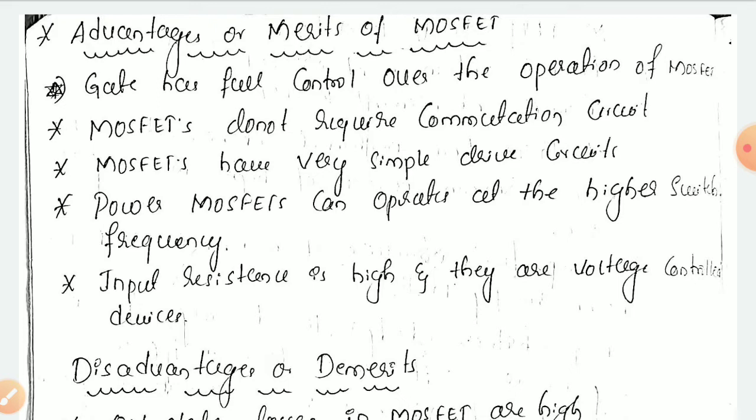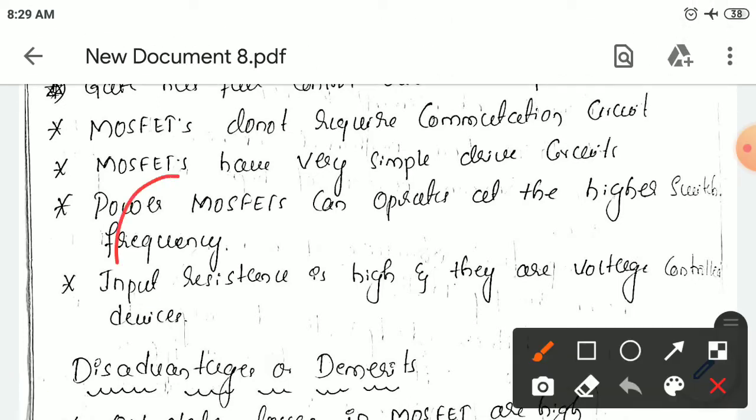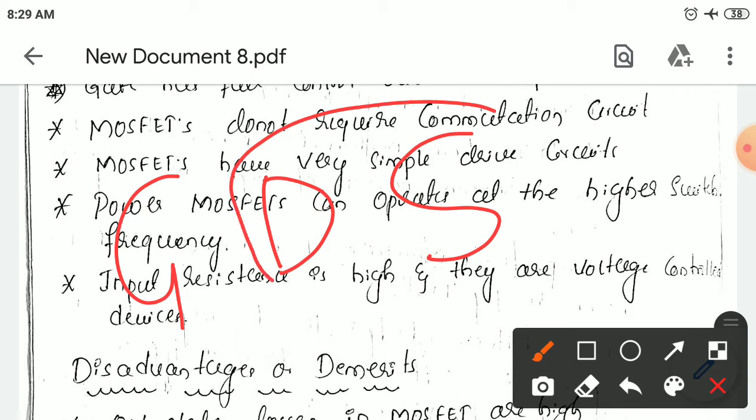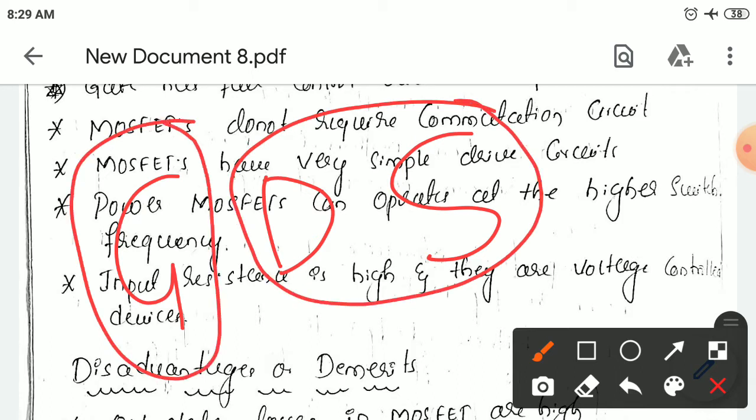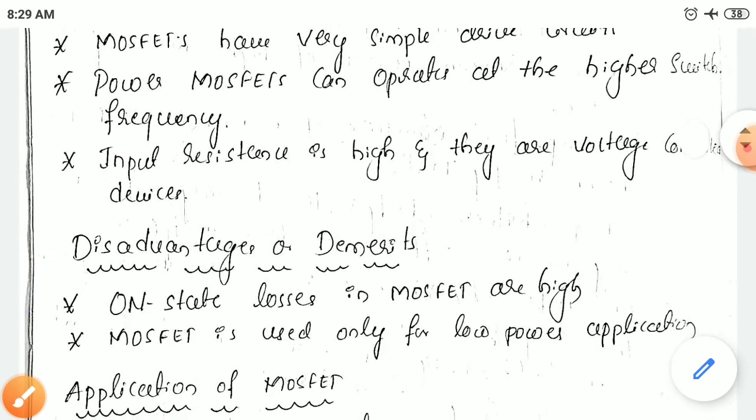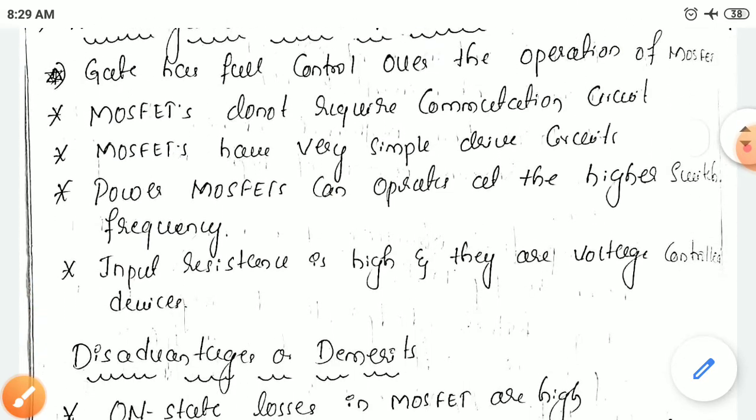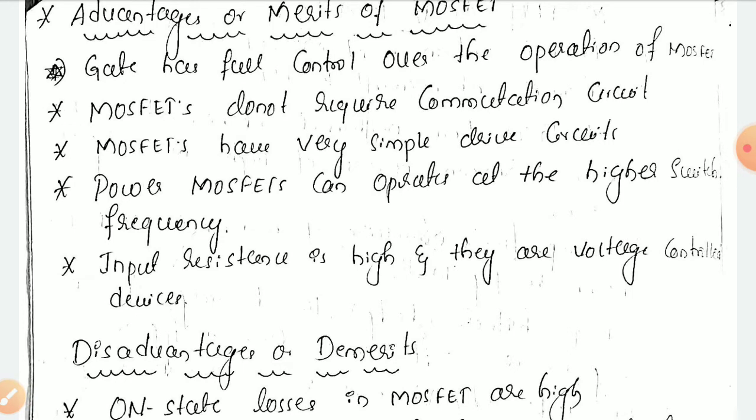Then, MOSFETs have a very simple drive circuit. We have three terminals: gate, drain and source. The drain and source supplies are given from an additional supply. A driver circuit is required to provide the required gate pulse to the MOSFET, and this driver circuit for the gate is very simple in nature.